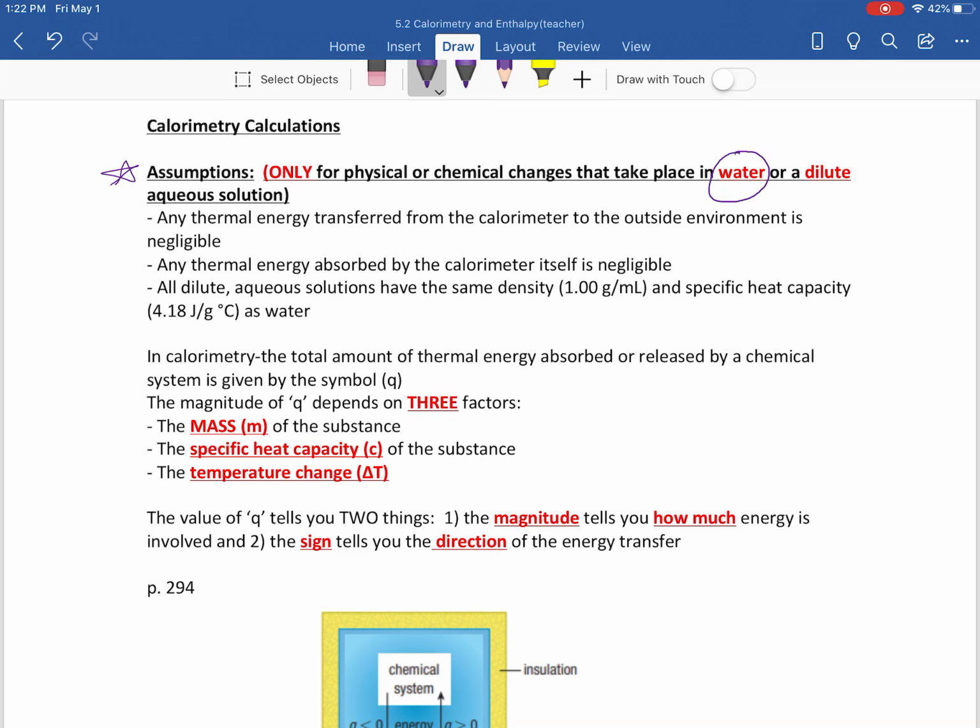So remember what I said earlier with the specific heat capacity. One of the main assumptions we use is that the solutions we're dealing with in these calorimeters are dilute enough that we can assume they behave like water, or they have the density of water. Okay, so they take place in water, or they're sufficiently dilute that they are like water. Okay, so the assumptions: any thermal energy transferred from the calorimeter to the outside environment is negligible. So remember a word we use, well, actually it's two words. I'm just going to write this out.